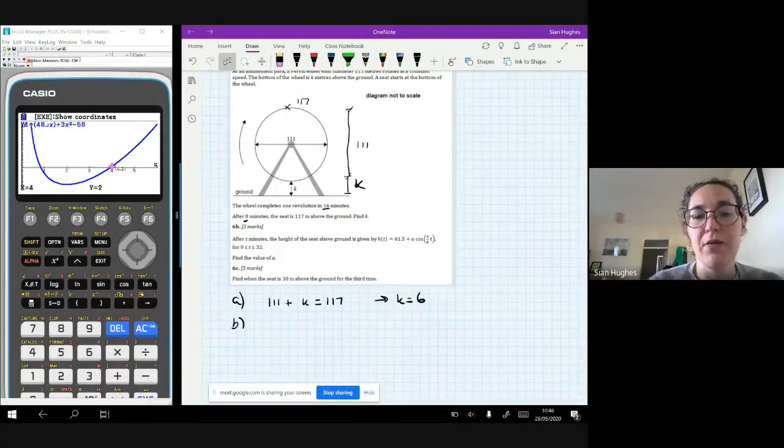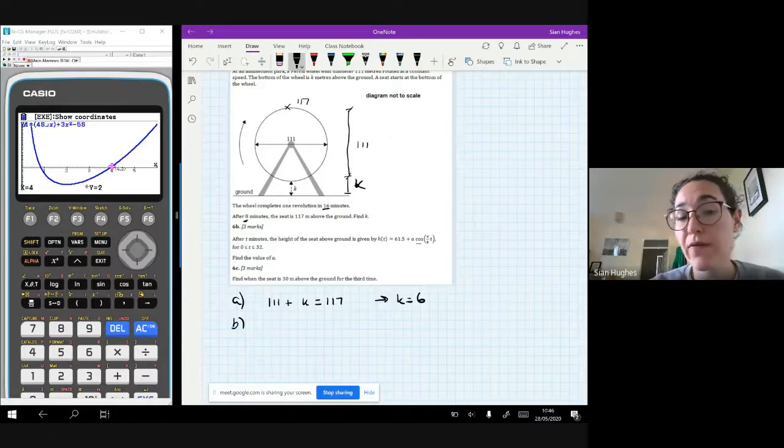And parts B and C are a little trickier. So for B, we're now going into something about equations. Yeah, we've got a trig equation here. So it says after t minutes, the height above the ground is given by this. For 0 to 32 for t, find the value of A.